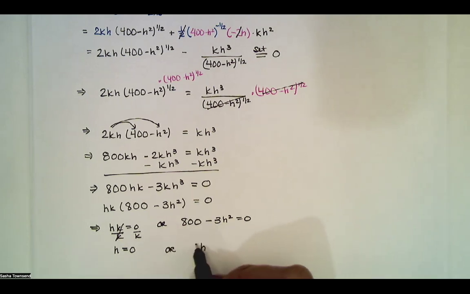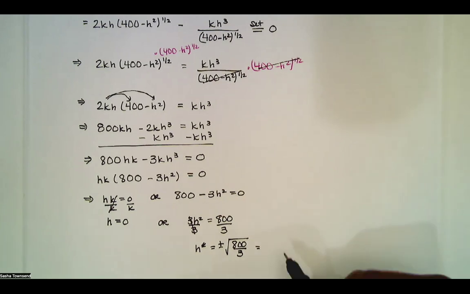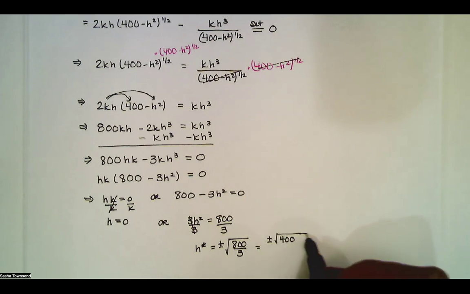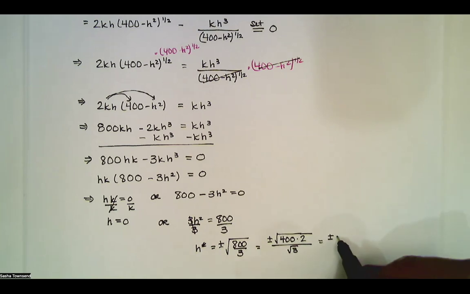And then the other one corresponds to 3h squared equaling 800. We divide both sides by 3, we get h squared, or h equals plus or minus the square root of 800 divided by 3. And the square root of 800 divided by 3, well, it's the square root of 400 times 2, right? All divided by the square root of 3. And the square root of 400 is 20. So we've got plus or minus 20, then times the square root of 2 divided by the square root of 3.